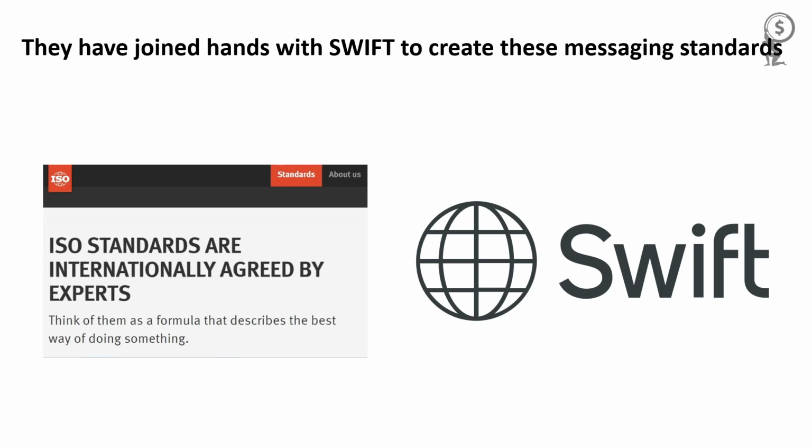When Swift created their own network and identified banks through the BICs, they thought, okay, now we have the network, we have the parties that will send to each other on this network, but we still need a standard or a format for these messages in order to guarantee an optimum way of communication between banks. And that's why we have the cooperation between ISO and Swift.